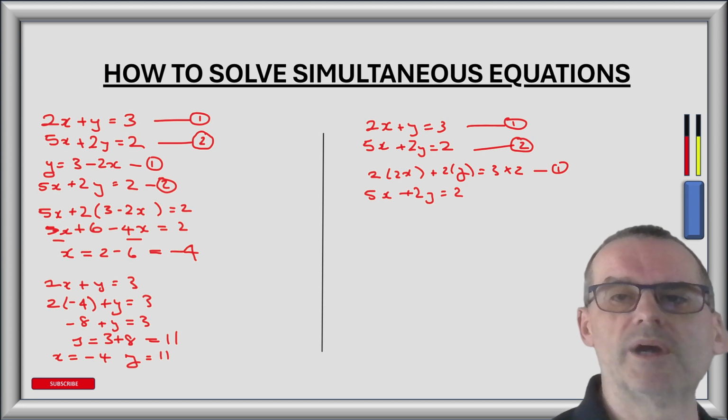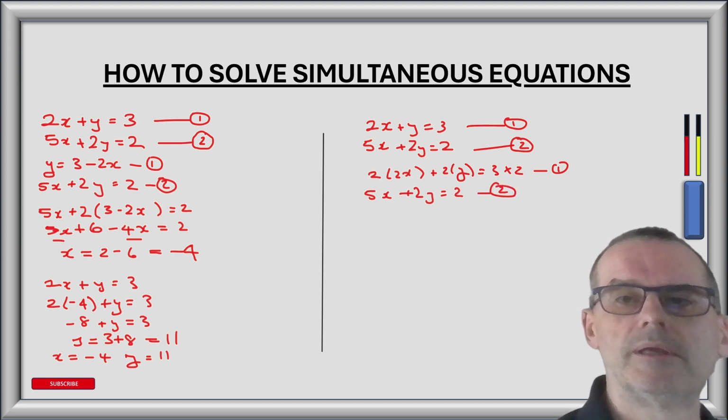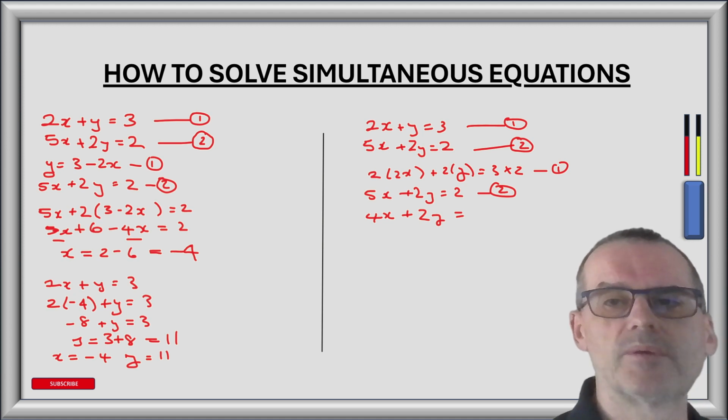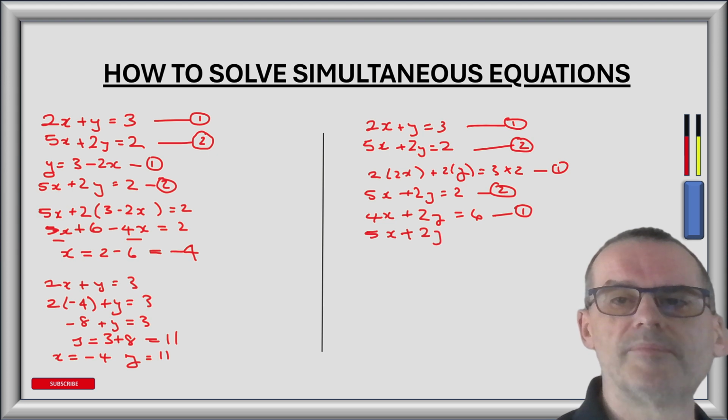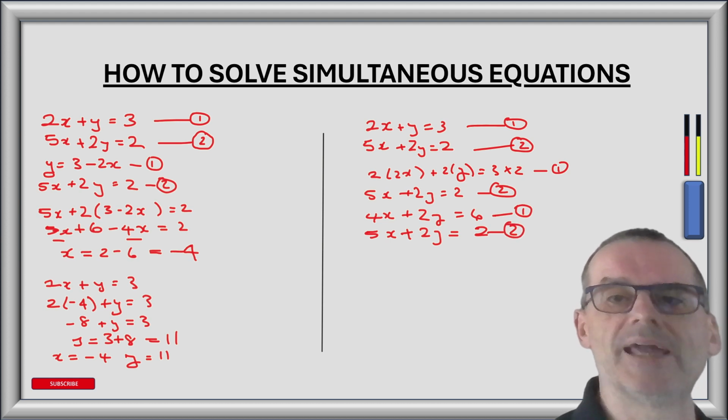If we multiply equation 1 out again, we get 2 times 2x, that gives 4x, plus 2 times y is 2y, equals 3 times 2, which is 6. That's now equation 1. And for equation 2, we have 5x plus 2y equal to 2. Now, as you can see, we have 2y occurring in both equations. So all we need to do to eliminate the y variable is subtract equation 2 from equation 1.